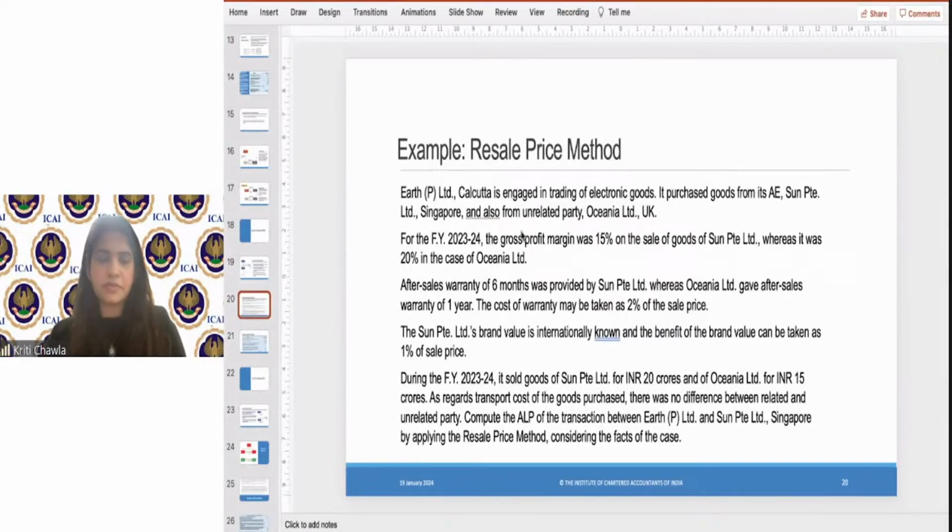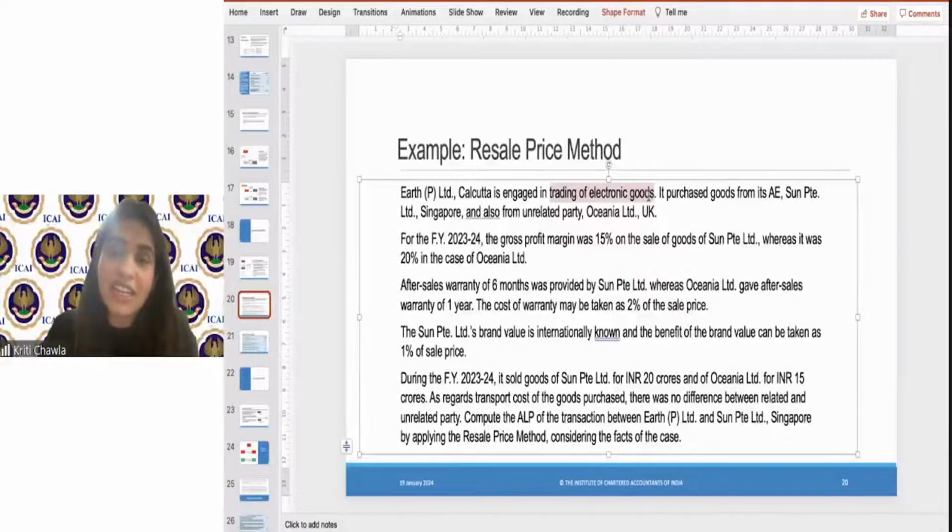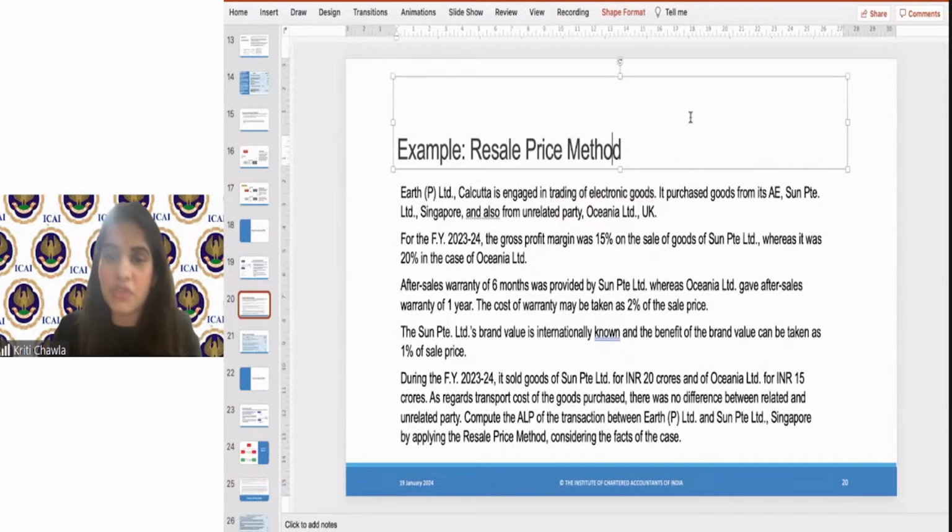Okay, great. Let's take this example here. This example talks about Earth Private Limited, Calcutta. That basically means we're talking about an Indian company here, and this Indian company is engaged in trading of electronic goods. Now the word here is trading of electronic goods. Trading means RPM can be used, but it's too early to comment right now. We can keep it in mind that RPM can be used because they're talking about trading, but still let's look at the entire question first.